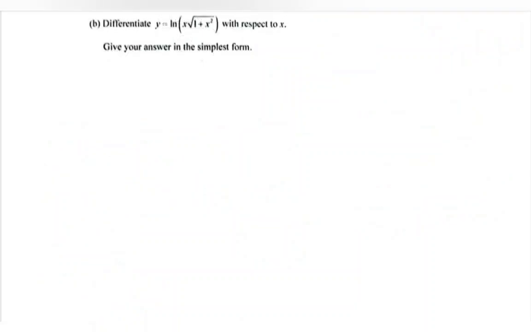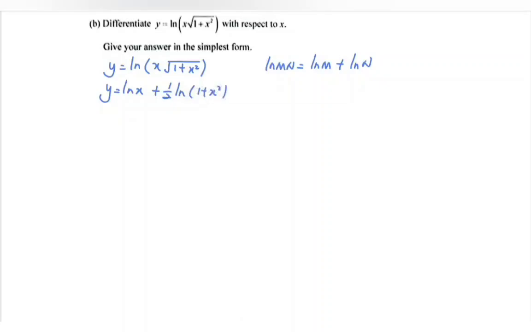Kindly refer to part b. Differentiate the situation y equals ln bracket, x multiplied by the square root of 1 plus x squared. By using the law of log, ln mn equals ln m plus ln n. So y will be equal to ln x plus ln of the square root, which is 1 over 2 ln bracket 1 plus x squared.